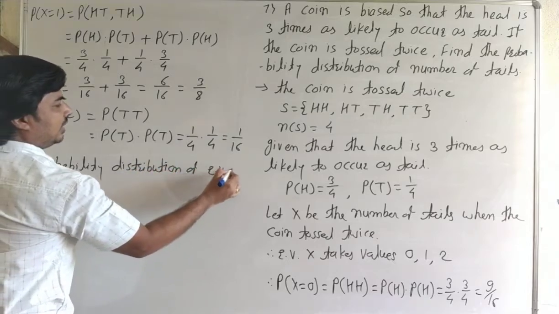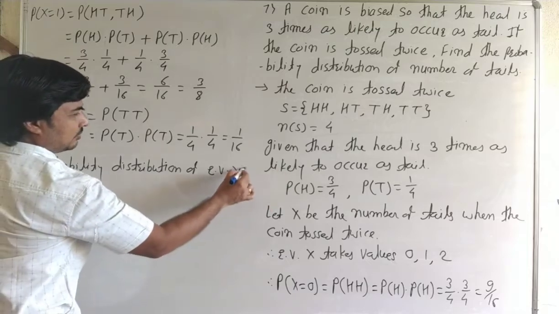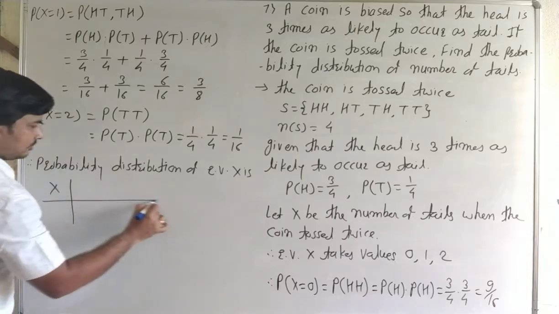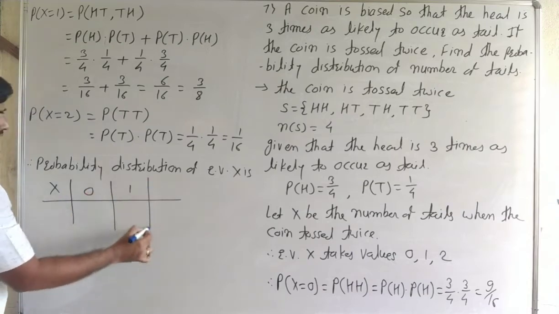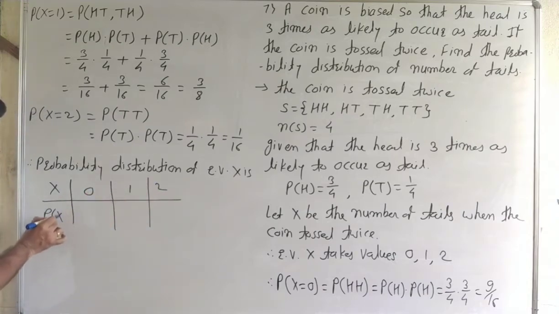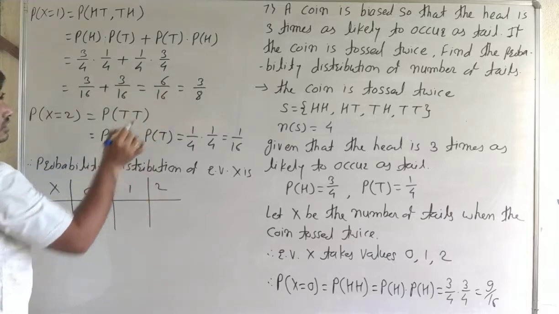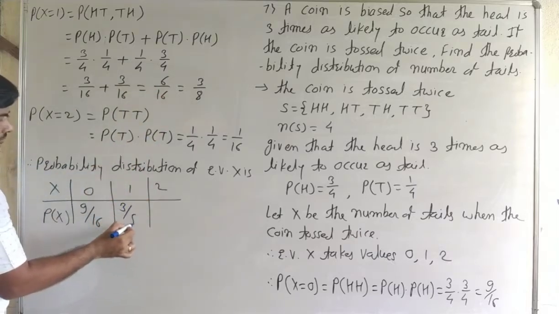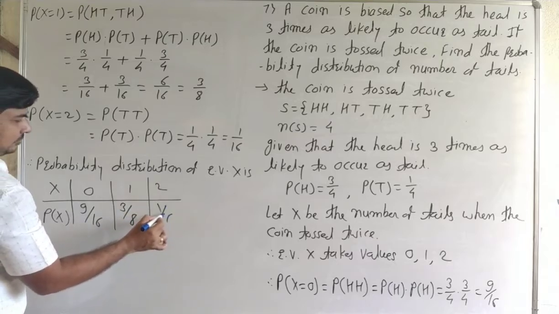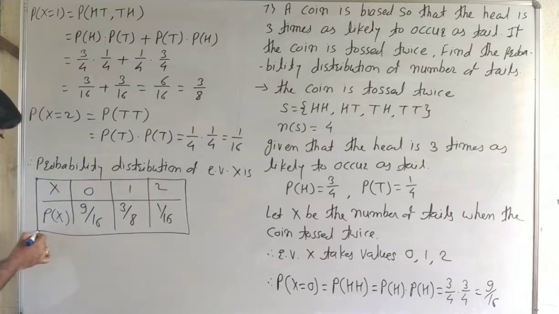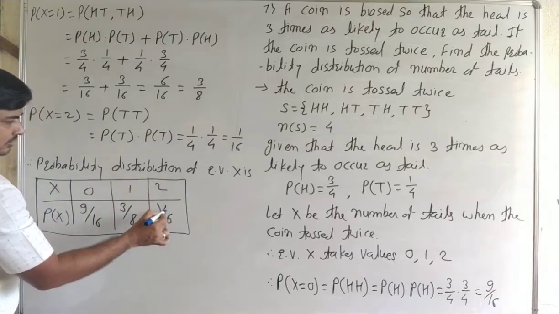Therefore the probability distribution of random variable X, the number of tails when 2 coins are tossed, so a coin is tossed twice, is: X is 0, 1, and 2. Then probability of X when 0 is 9 by 16, when 1 it is 3 by 8 or 6 by 16, and when 2 it is 1 by 16. It is a probability distribution table.